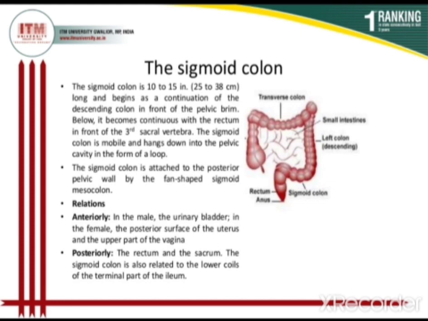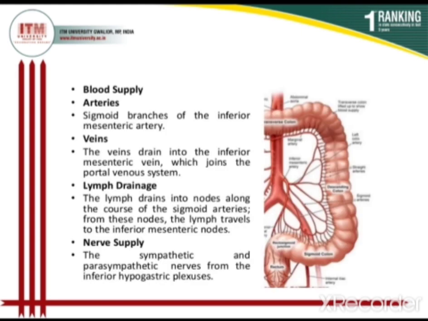The relations are, anteriorly, in the male, the urinary bladder; in the female, the posterior surface of the uterus and the upper part of the vagina; and posteriorly, the rectum and the sacrum. The sigmoid colon is also related to the lower coils of the terminal part of the ileum. So these are the various relationships of the sigmoid colon.